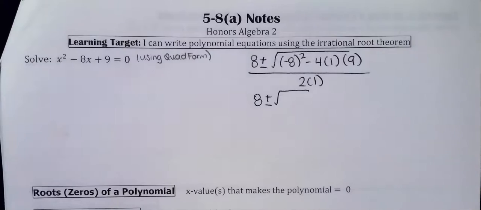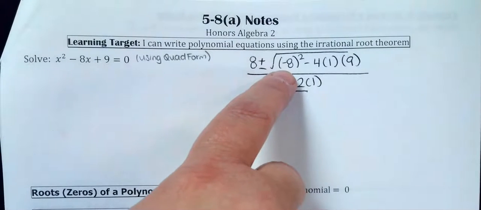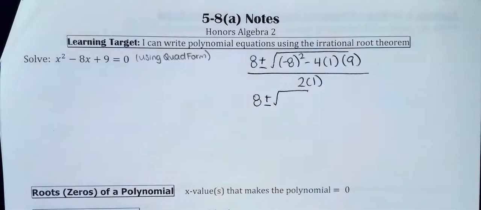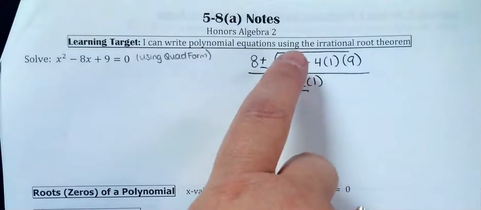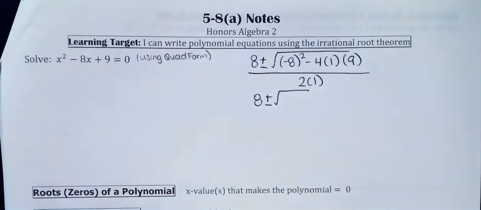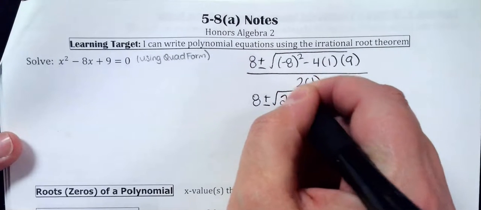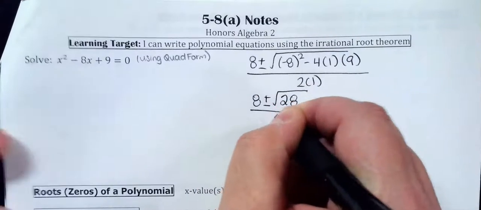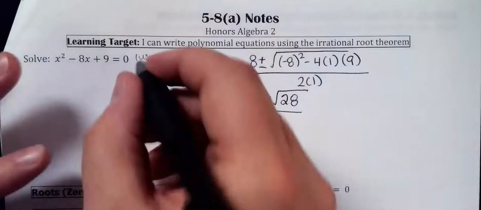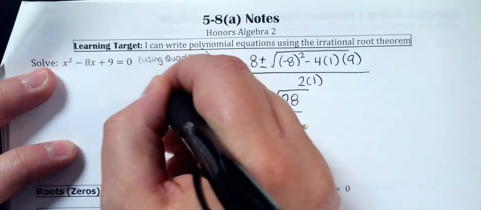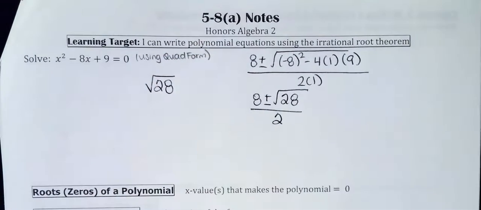If I'm being honest with you, whenever I do the quadratic formula, if that number is negative, I don't even put it in as a negative just so I don't make a mistake, because squaring that should make it positive. But you're going to get 64 minus 4 times 1 times 9 would be 36. So we're going to get 28. Everybody over 2.